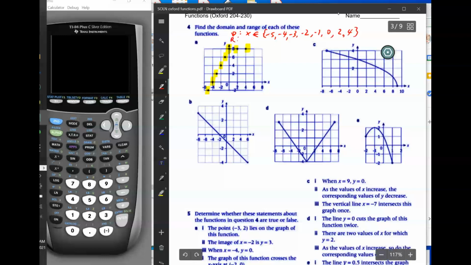What about the range? The range would be the heights. So it would be negative 2, 0, 2, 4. Tricky because it counts by 2's, right? So let's write those out. We're going to put negative 2, 0, 2, 4, 6, and 8. Do you see how 8 is repeated by 3 different points? But we don't write 8 3 times. We just write it once. Okay. So we're done with part A.